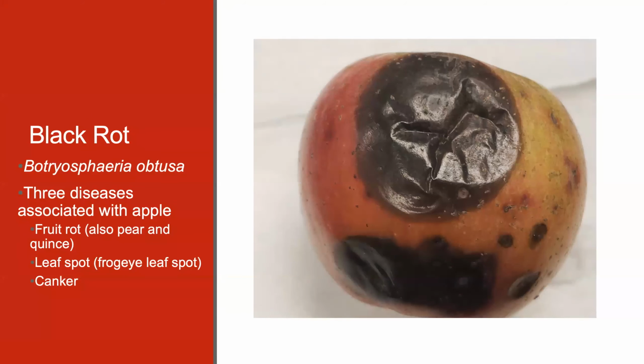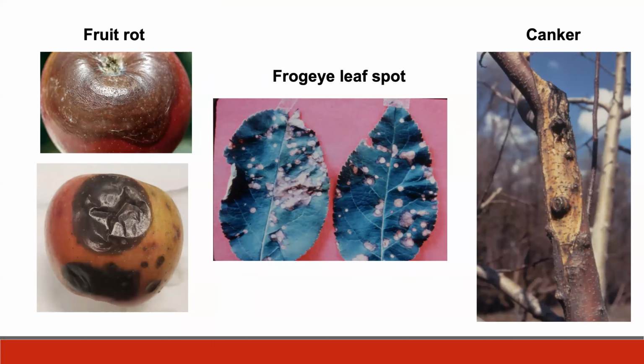In northern regions, entire trees can be killed from trunk and limb cankers, especially following a hard winter. Fruit rot usually appears at the calyx end of the fruit, as shown up here in the top image, but it can affect wherever there is a wound, including wounds from insect injuries or mechanical injury from pruning or hail.